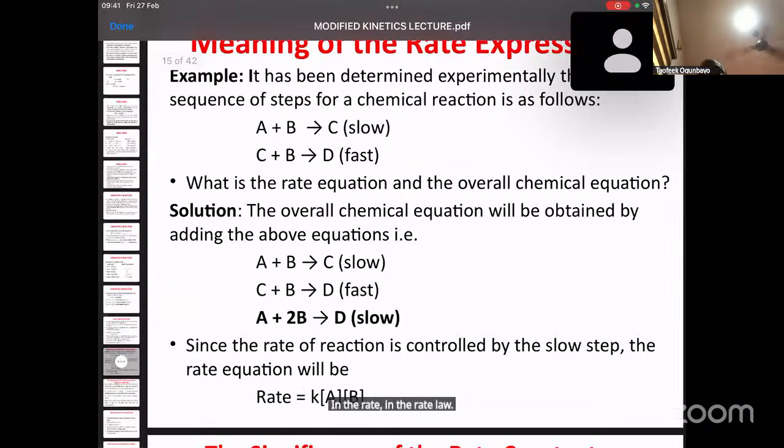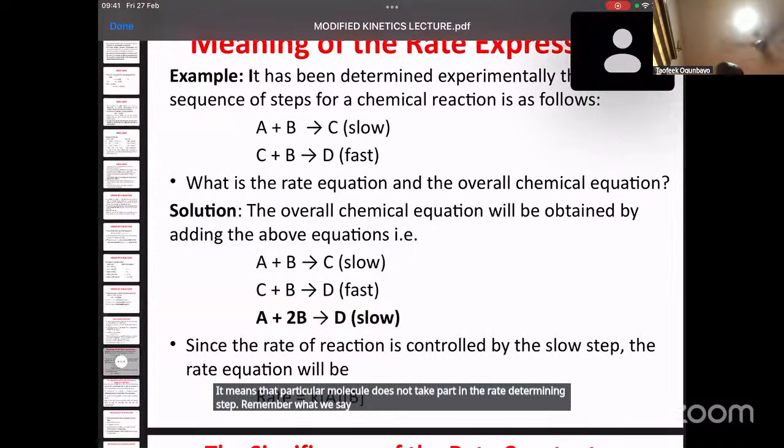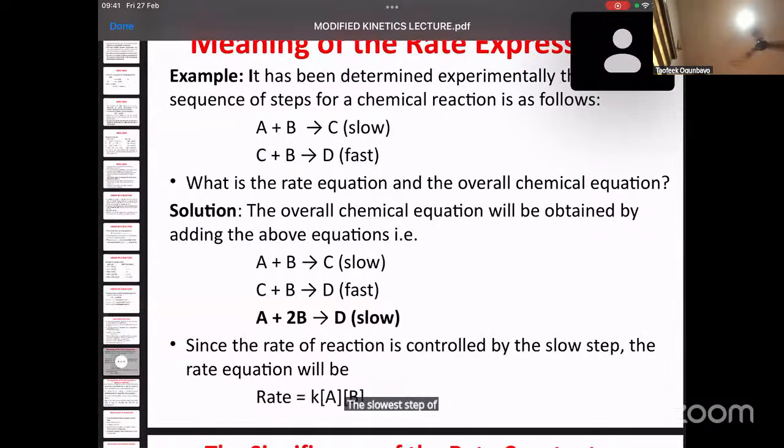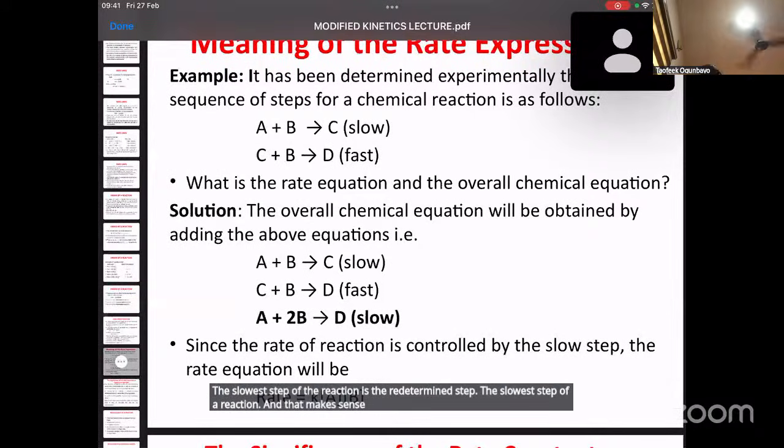What it means is that that molecule does not take part in the rate determining step. Remember what we always say in chemistry. I'm sure you learned that also in secondary school. The slowest step of a reaction is the rate determining step. And that makes sense. If you have about 3-4 people pulling each other, it doesn't matter how fast the fastest is. The slowest man will still determine the speed because it's going to drag everybody down.